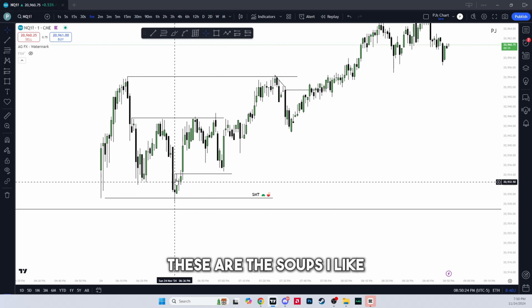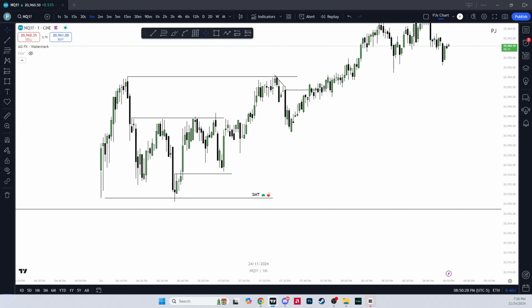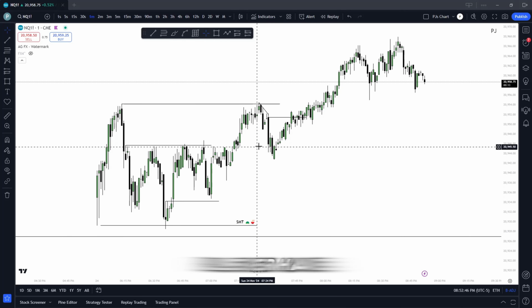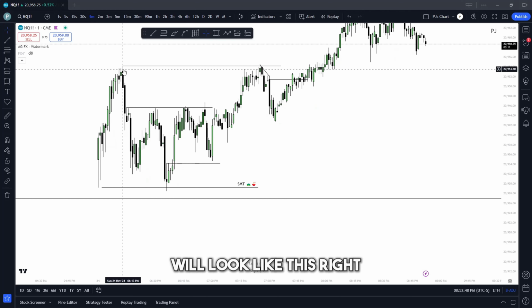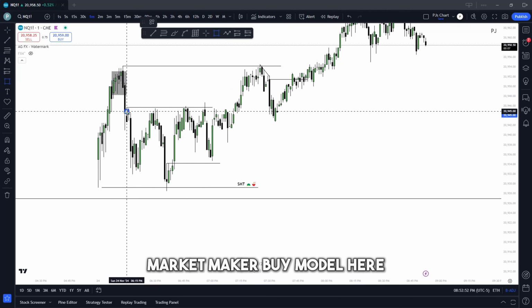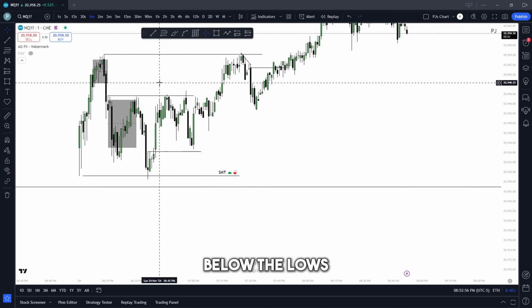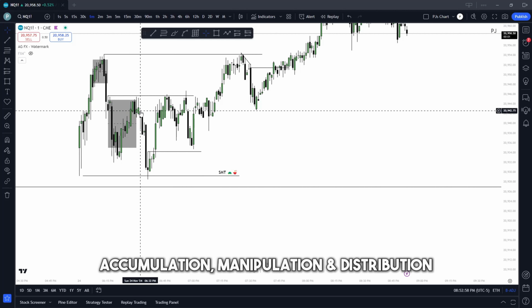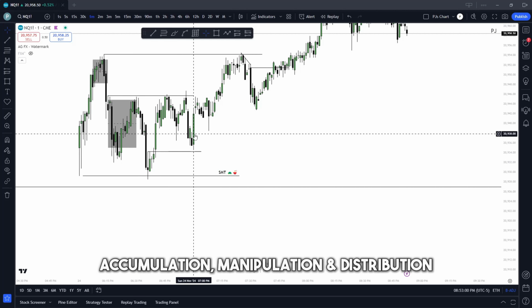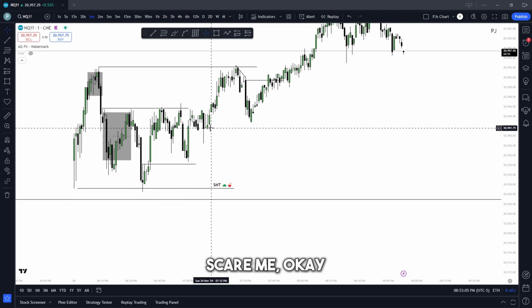But you can see these are the soups I like to take versus ones like this. Every single explanation I'll ever have will look like this, right? Fractal buy model, right, with our market maker buy model here, right? Big break lower below the lows. Okay, we also have our accumulation, manipulation, distribution. A little chop does not scare me, okay?